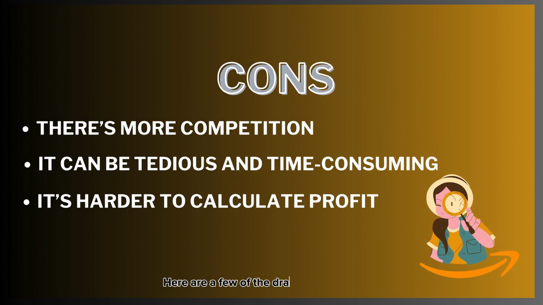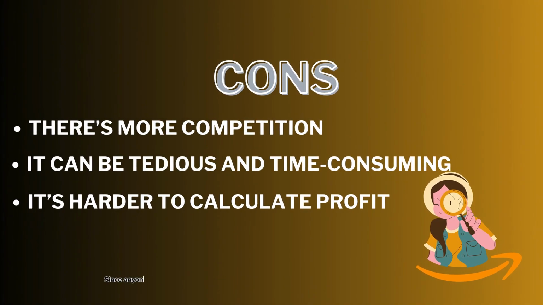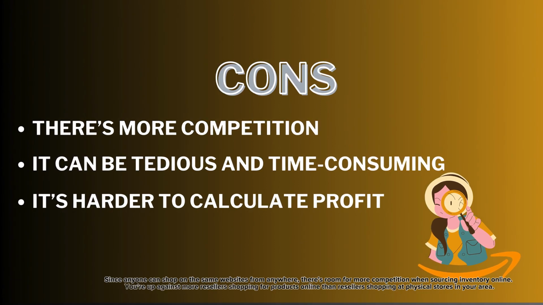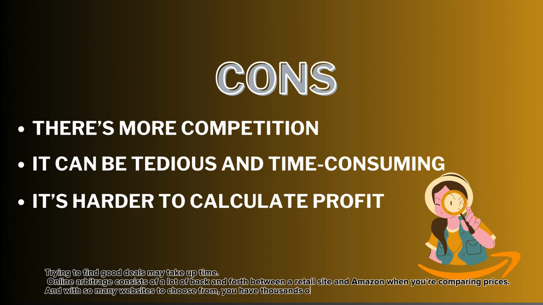Here are a few of the drawbacks of online arbitrage. Since anyone can shop on the same websites from anywhere, there's room for more competition when sourcing inventory online. You're up against more resellers shopping for products online than resellers shopping at physical stores in your area. Trying to find good deals may take up time. Online arbitrage consists of a lot of back and forth between a retail site and Amazon when you're comparing prices. And with so many websites to choose from, you have thousands of potential products to analyze.